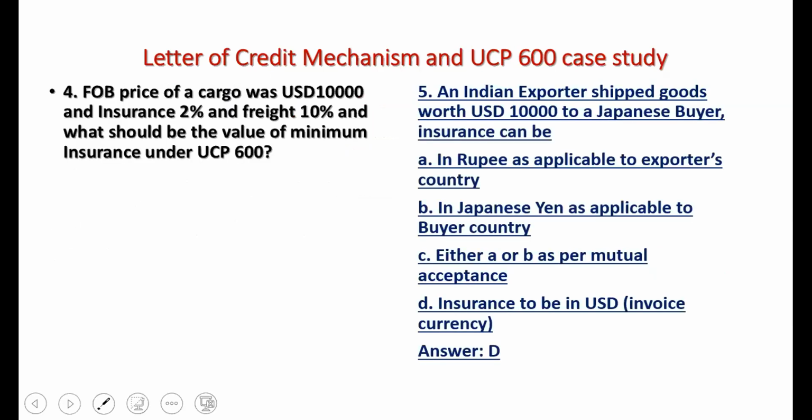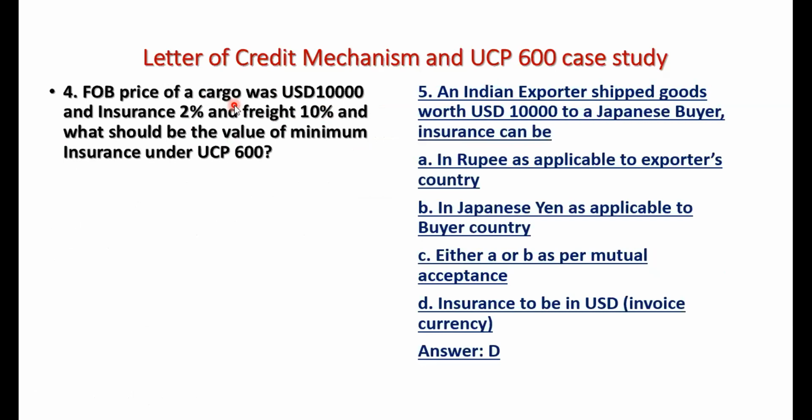Okay, question number 3. Question number 4. FOB price of an international cargo, how much should it be insured? This is the question. What should be the minimum value of an international cargo? You remember the answer is 110% of CIF value. If you want to note down, briefly note down.